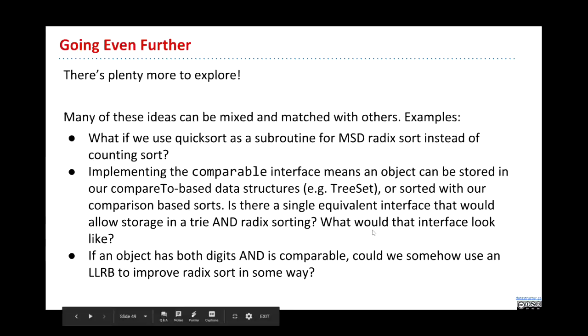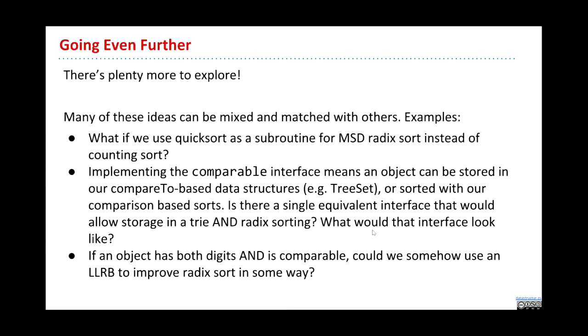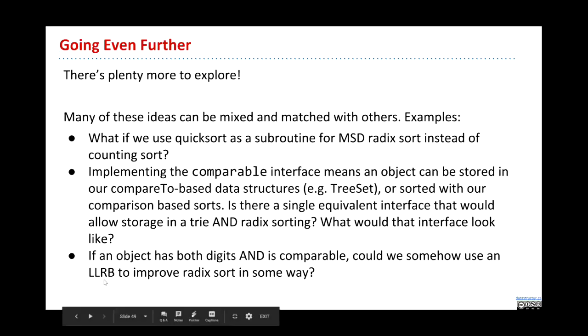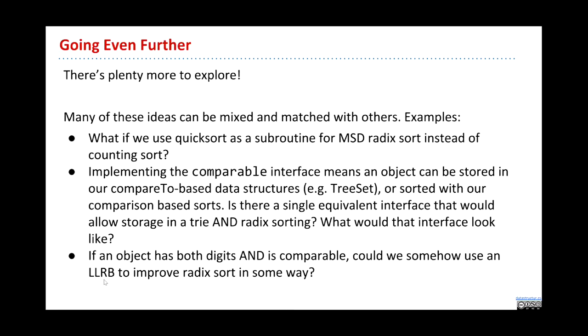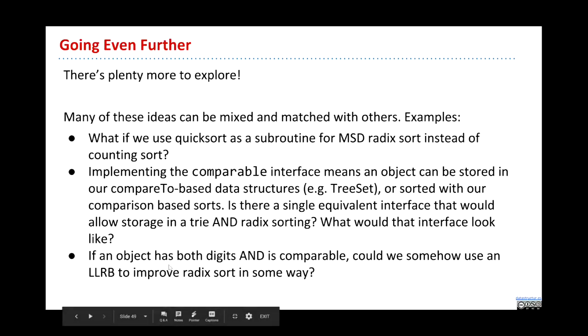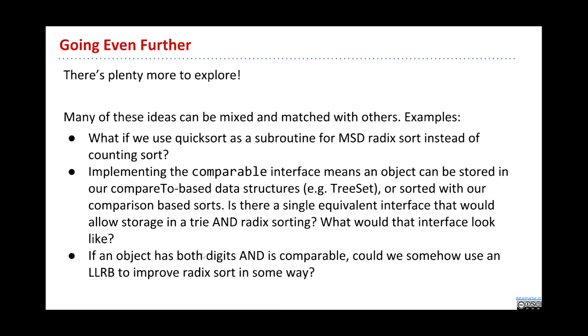Maybe a fun question: what if something has both digits and is comparable? This question may be totally meaningless, I don't know, but throwing it out there. Could we somehow use a left-leaning red-black tree to improve radix sort if we know that it's composed of digits and each item is comparable? I don't know. I think a lot of fruitful questions, particularly in trying to really press your understanding, can be posed, and you can learn a lot from them.